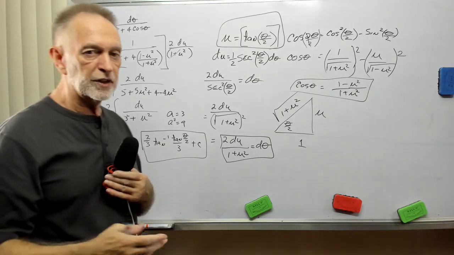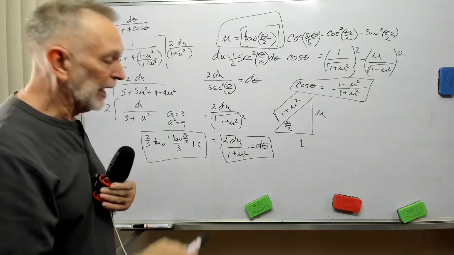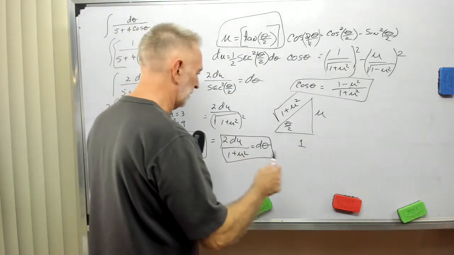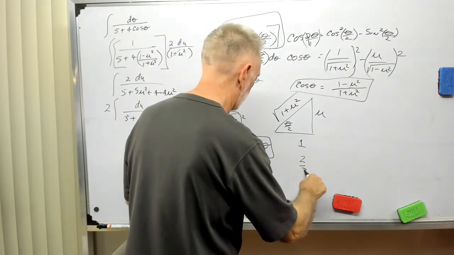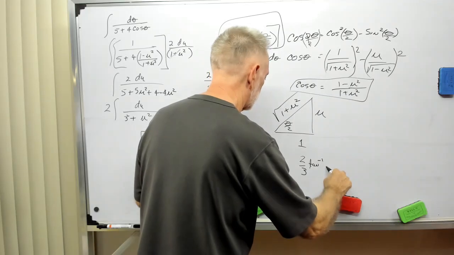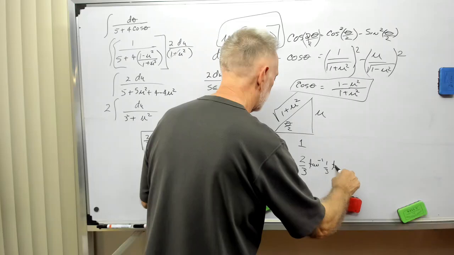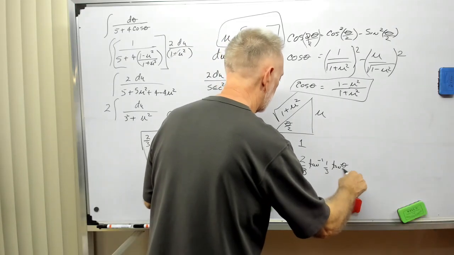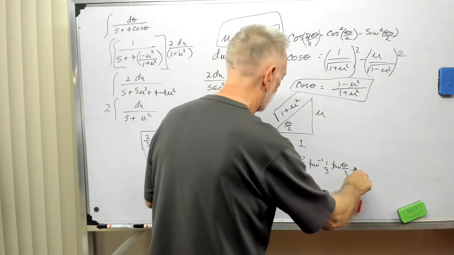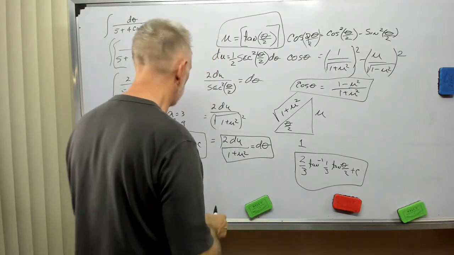Now, I'm 66 years old. I probably don't remember that. However, I know how to calculate and get that. So let me write that down. That's 2/3 tangent inverse of what? 1/3 tangent theta over 2, or tangent theta over 2 over 3 plus c. That's what we're trying to see how we get that.